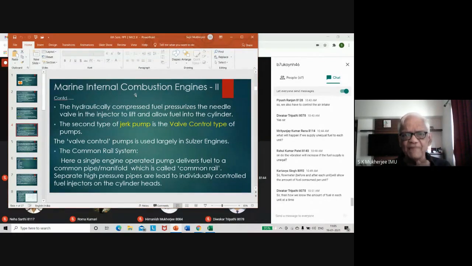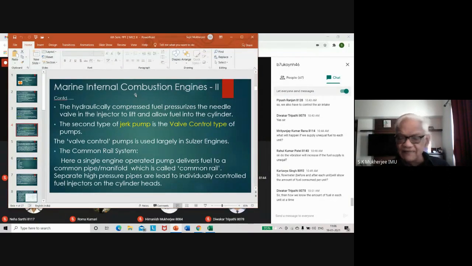The second type of jerk pump is the valve control type, and this valve control pump is largely used in Sulzer engines. Okay, so these are the two different types. One is the plunger and barrel, one consists of suction and delivery valves, two different valves. They open in their sequences to control the quantity of oil going into the pump. Controlling the quantity of fuel delivered is the responsibility of the pump.